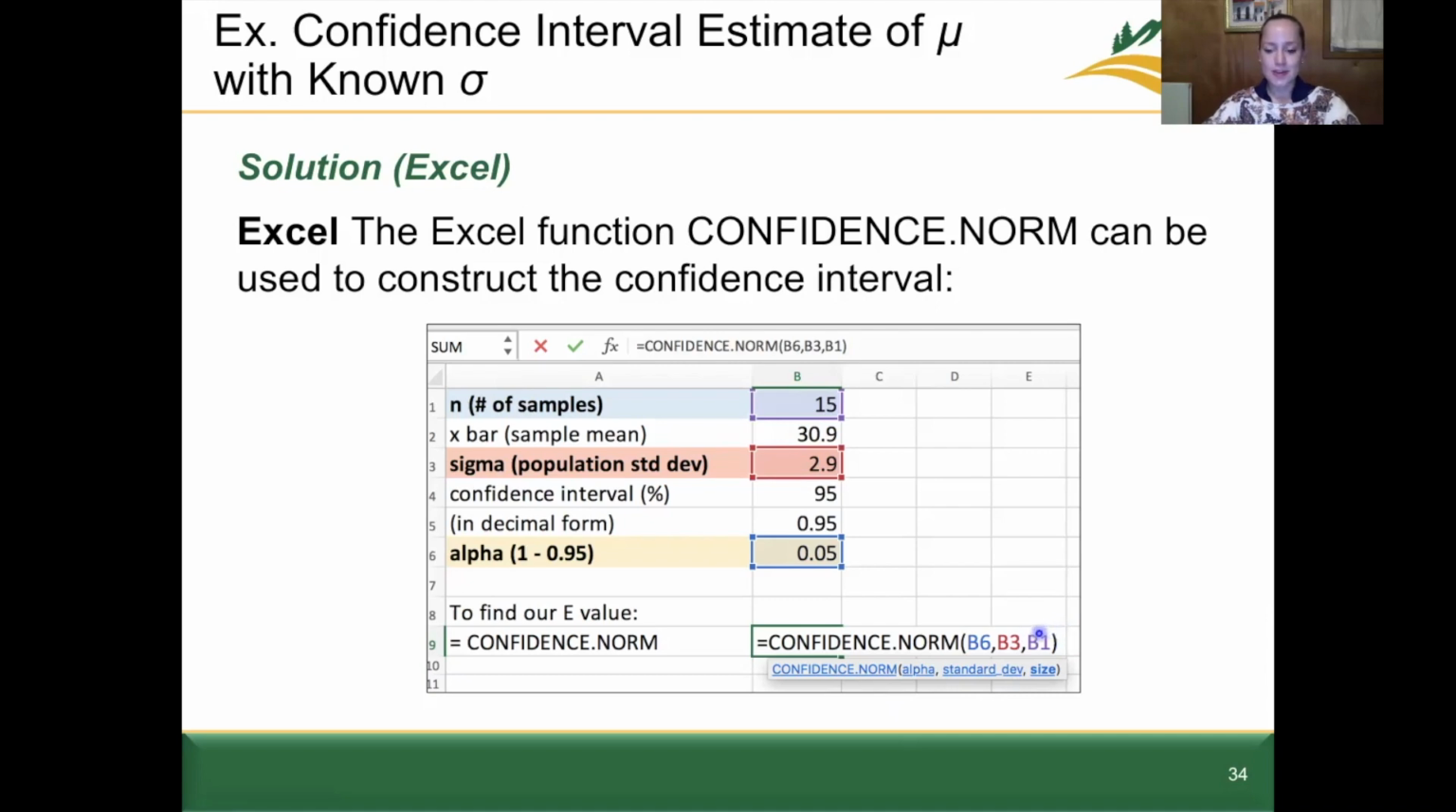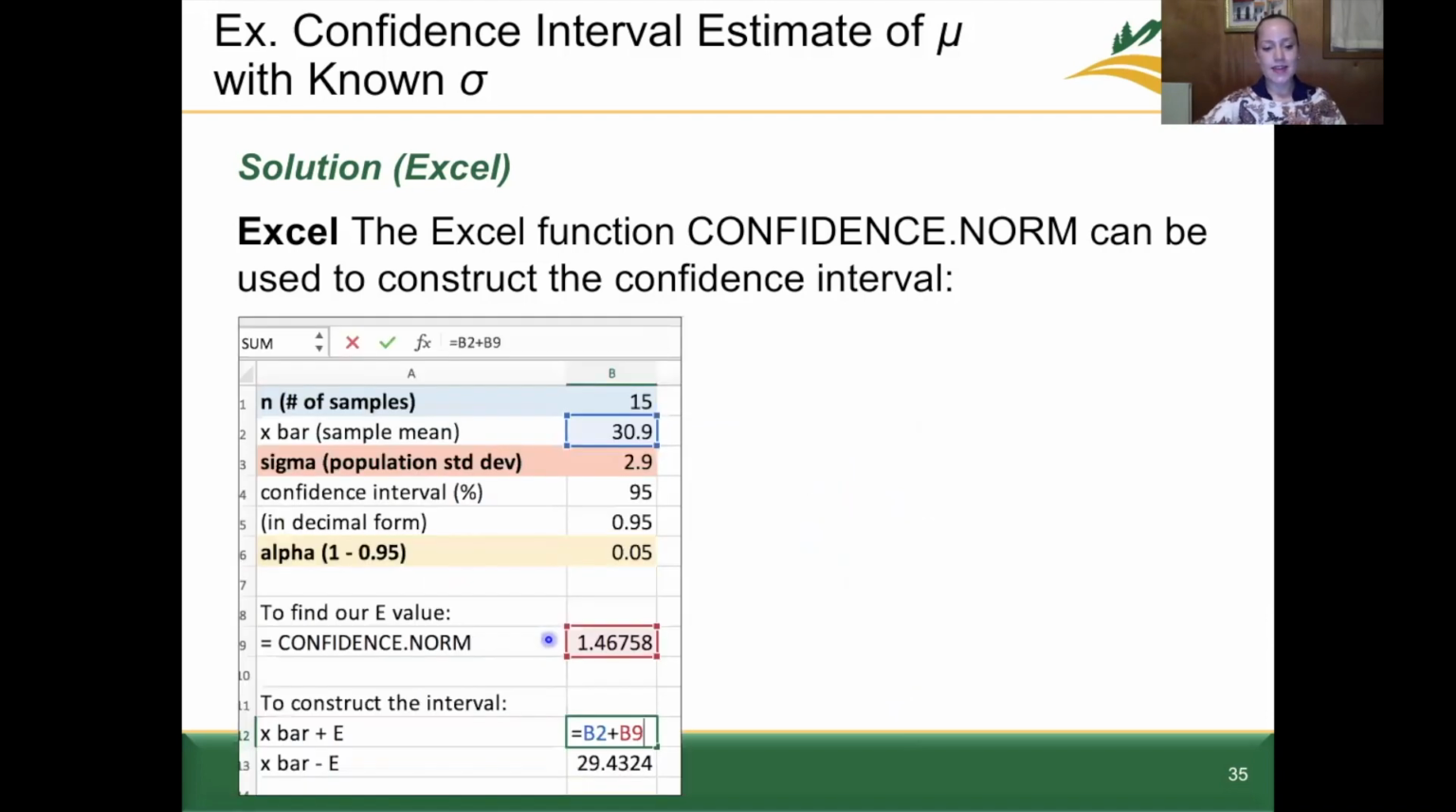So in this function, I have 0.05, comma, my standard deviation of my population, 2.9, comma, the size, so I had 15 babies' weights. Again, practice doing these functions along with me. Next, using Excel, then I hit enter. I got this value for my confidence.norm. That's really E, my margin of error.